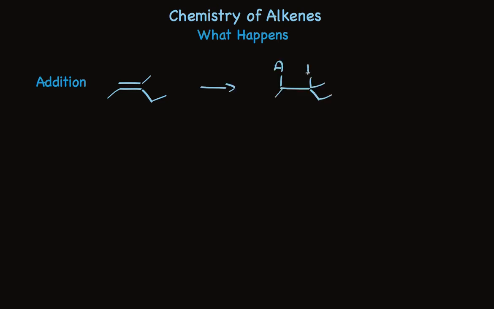The group that attaches to those carbons can be identical or different. I'll show them as different here for a specific reason. I want you to notice that if the two things attaching to the carbons are different, there are two different orientations. A could be either on the left carbon or the right carbon. So there are two possible products. In addition, notice that we've just created two stereogenic centers.